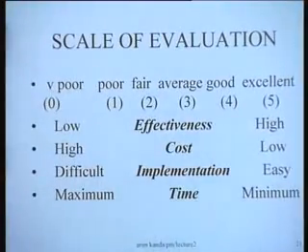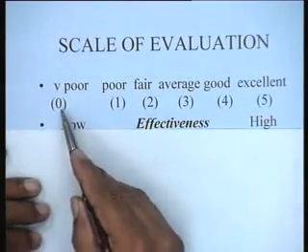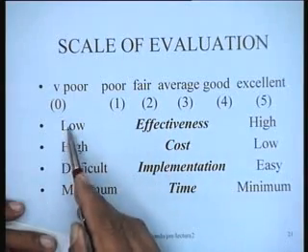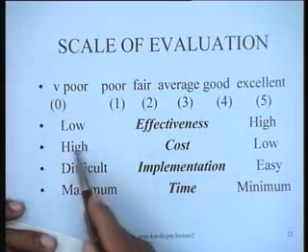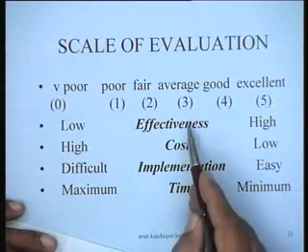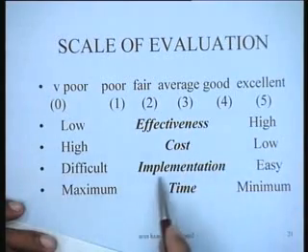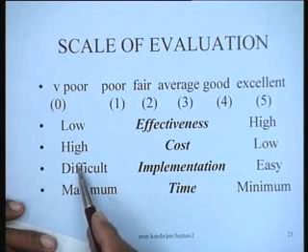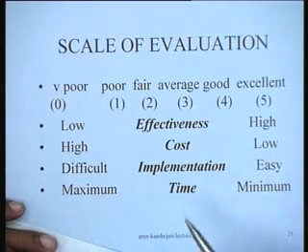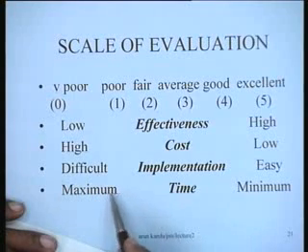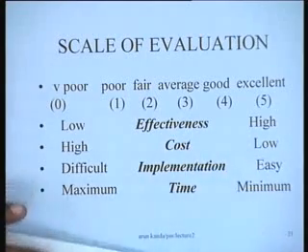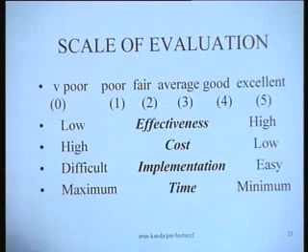The scale of evaluation is again a 5-point scale where 0 is very poor and 5 is excellent. So when the effectiveness is low, we give 0, and when it is very high, we give 5. Cost, when it is high, we give 0, and when it is low, we give 5. So cost is basically a cost criteria, these are benefit criteria. Implementation ease, if it is difficult, we give 0, and if it is easy, we give 5. And this is with reference to the 8 projects that we are trying to talk about. Time, when it is maximum, we give 0, and when it is minimum, we give a high value. So this is the way we construct the scales of the criteria that we would like to evaluate.